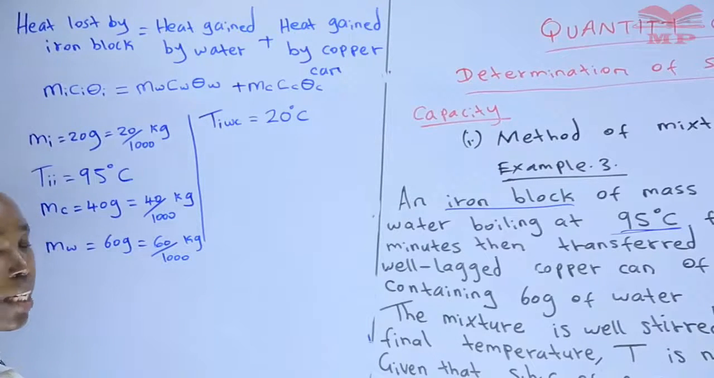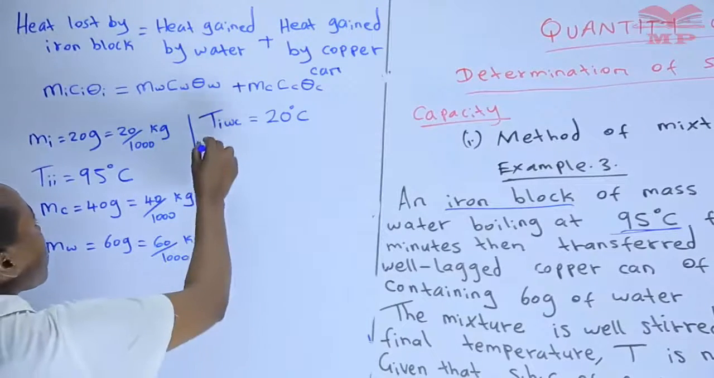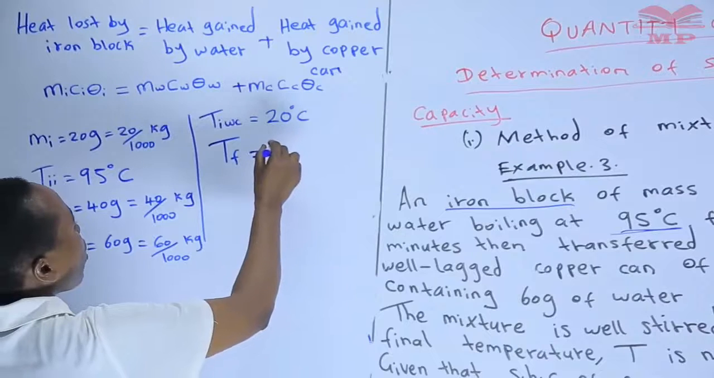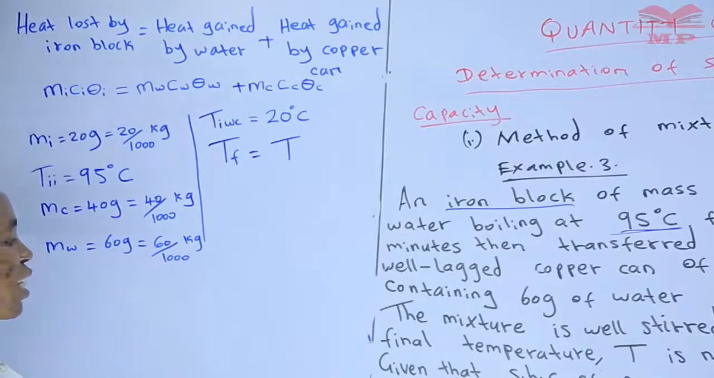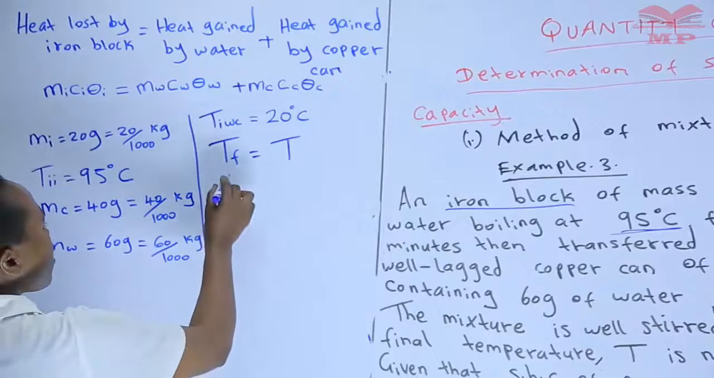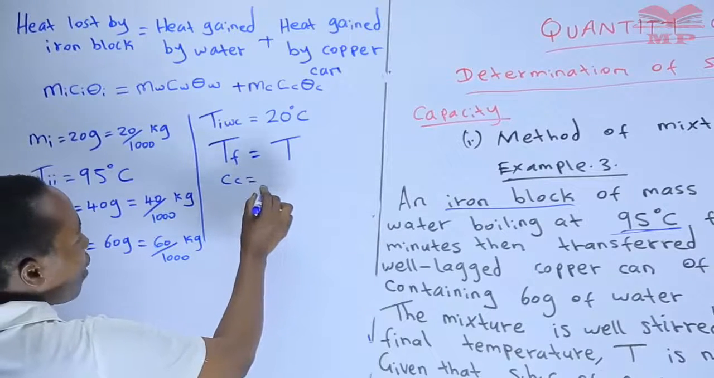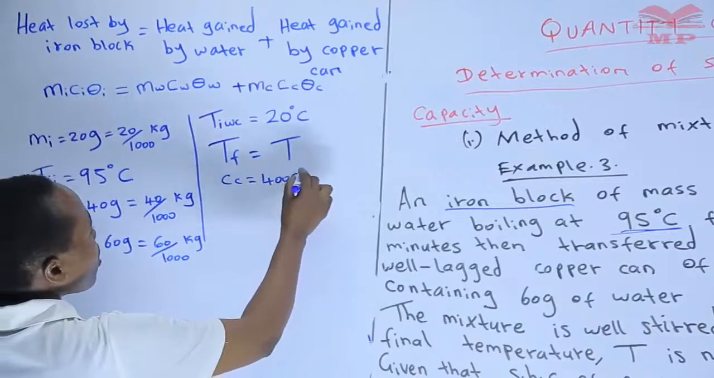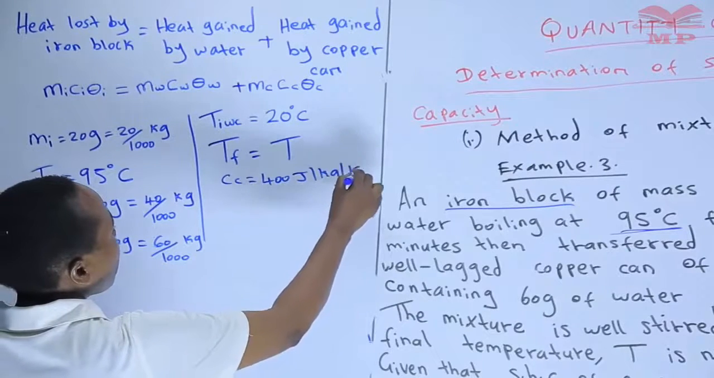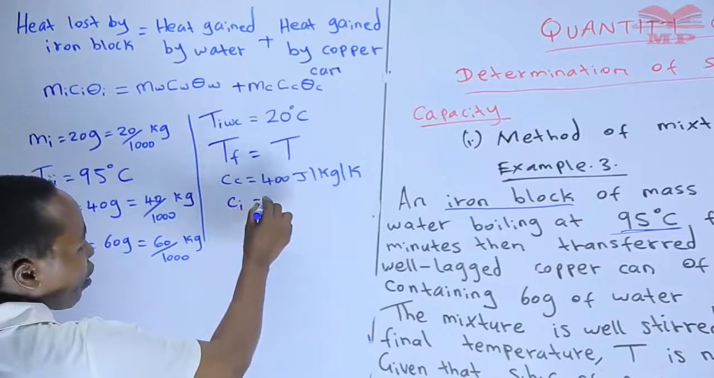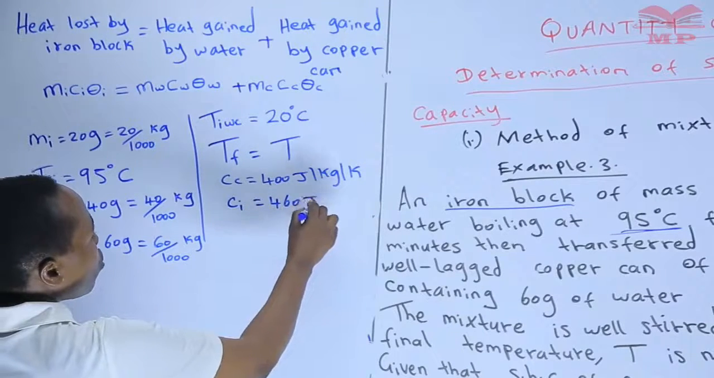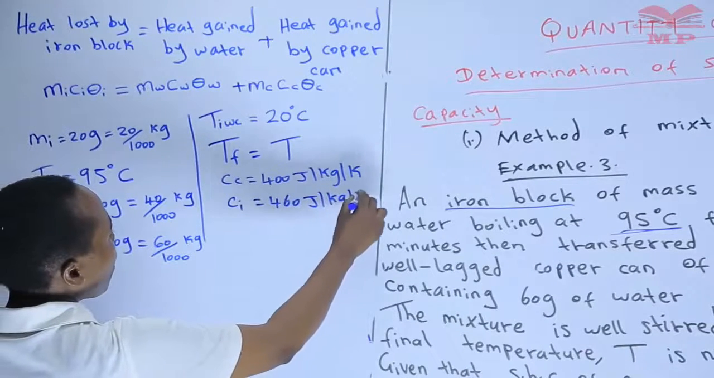The mixture is well stirred, it attains a final temperature. So the final temperature of that mixture is T. So we are going to find that T, and we are given that the specific heat capacity of the copper is 400 joules per kilogram per Kelvin. Then the specific heat capacity of iron is 460 joules per kilogram per Kelvin.